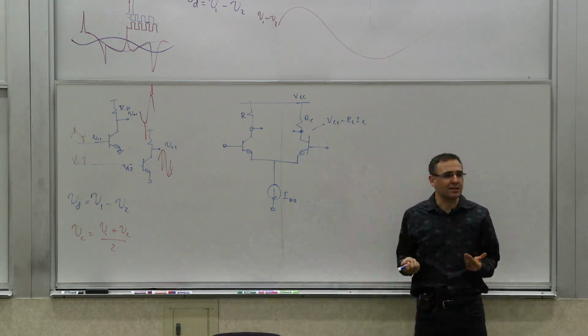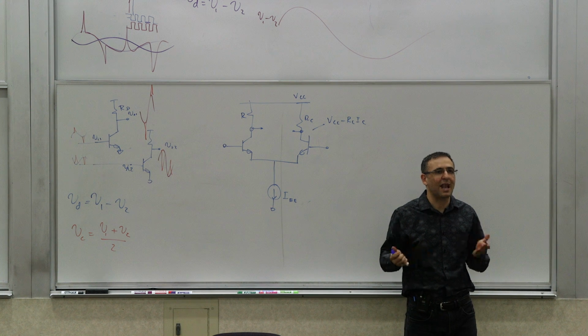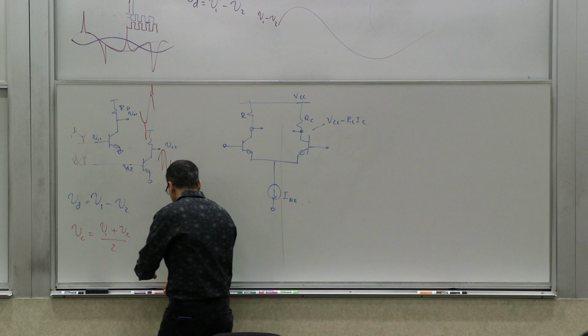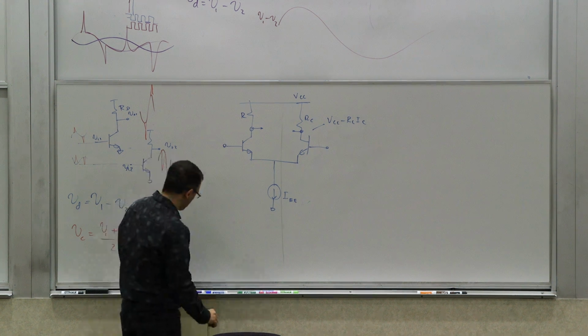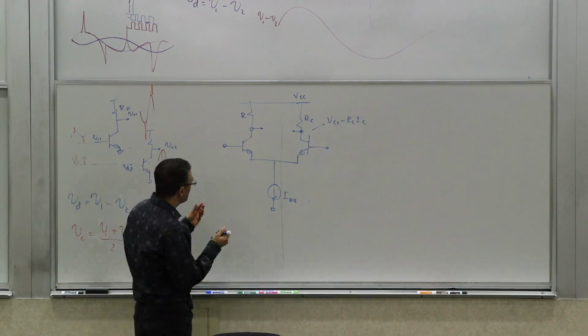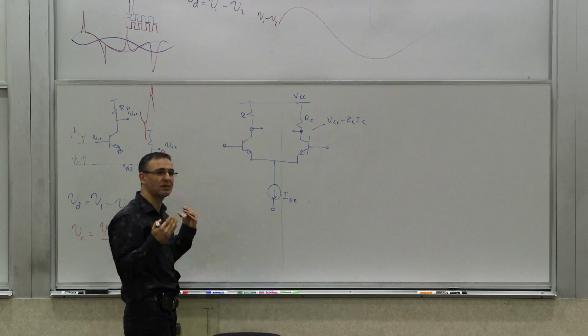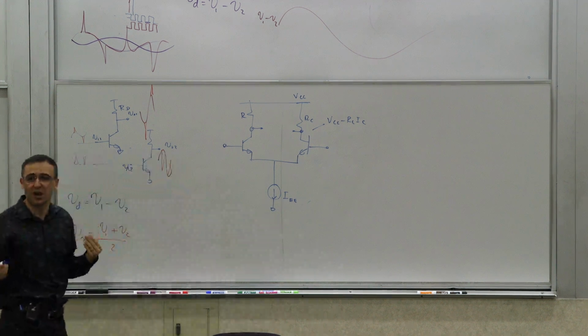But let's now analyze it. Let's actually write equations and see how it behaves. We can do it for bipolar, and then we'll do it for MOSFET next time. So you have something like this. Let's understand how it works. There are really two things in this: a differential operation and common mode. Let's start with the differential operation because that's really the desired operation.